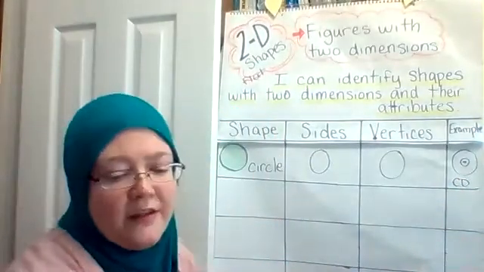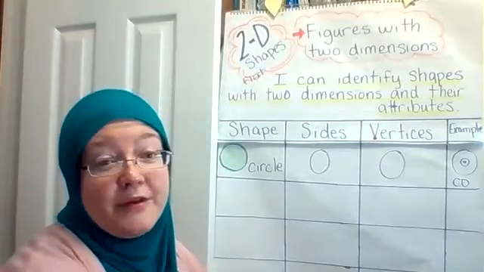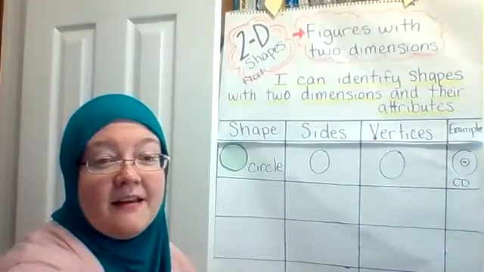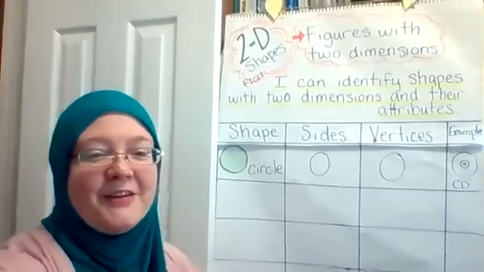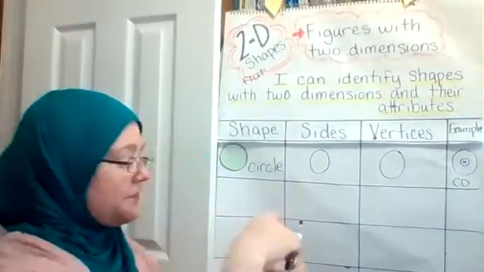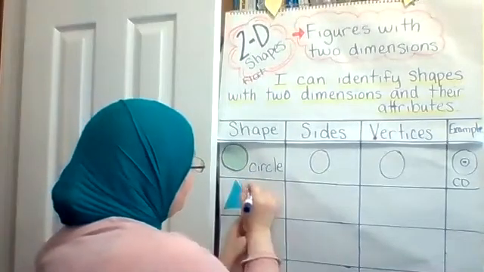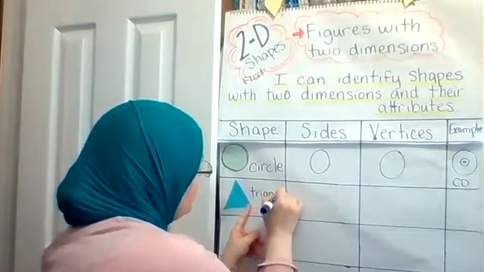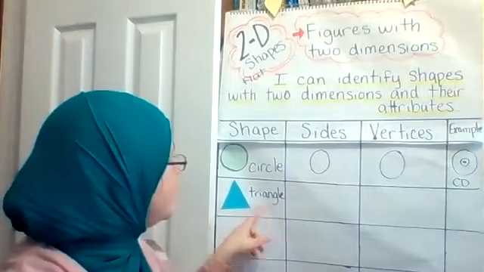Now, I'm thinking of another shape. I have 3 sides, and I have 3 vertices, and oh, I look like the face of a pizza. What am I? That's right, I'm the triangle. Can you see it with me? Triangle. Triangle.